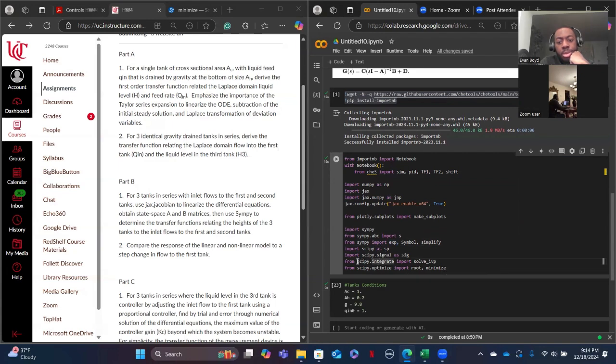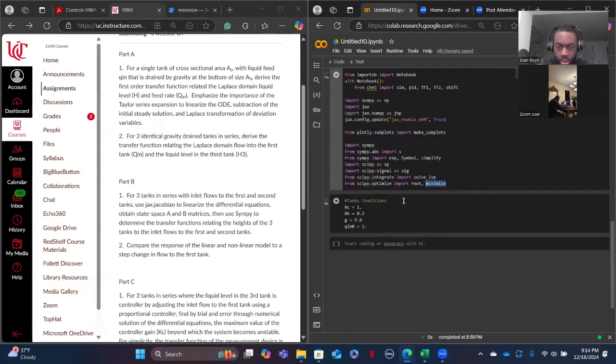And then the other one is kind of important. We have our solve IVP because we have to put our transfer function into a solver before we put it into our model before we represent our model, and then we have SciPy optimize for our root and minimize, mostly our minimize. Okay. All right, so now let's start our code.